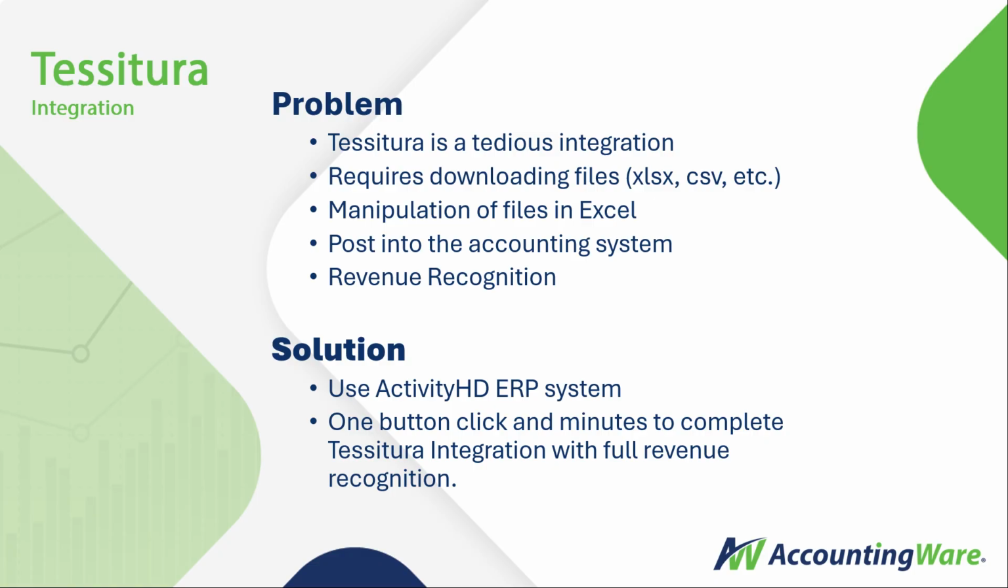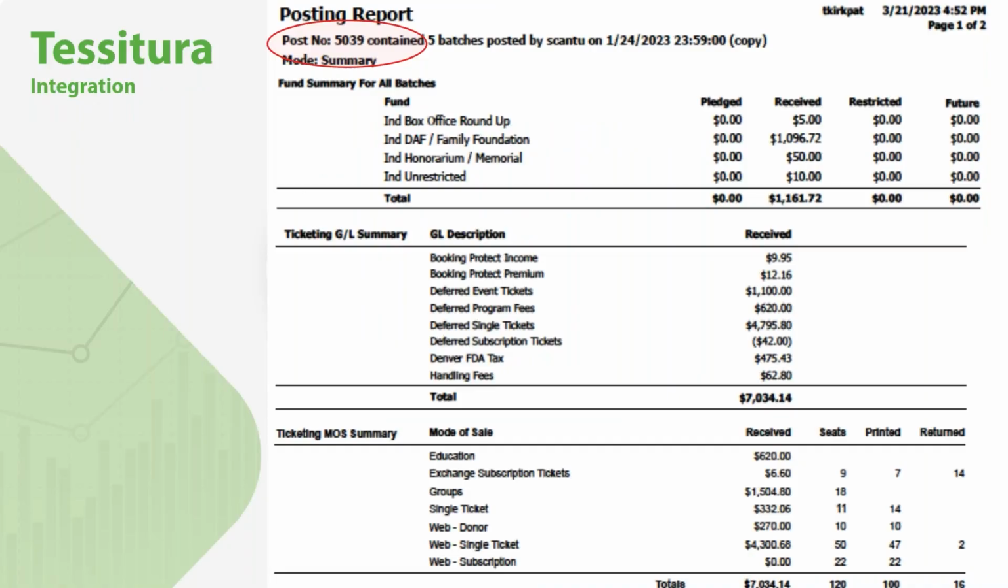What are the mechanics? Recall that transactions are batched in Tessitura into groups and assigned a posting number. Once a transaction is assigned a posting number, the transactions cannot change. They are immutable.